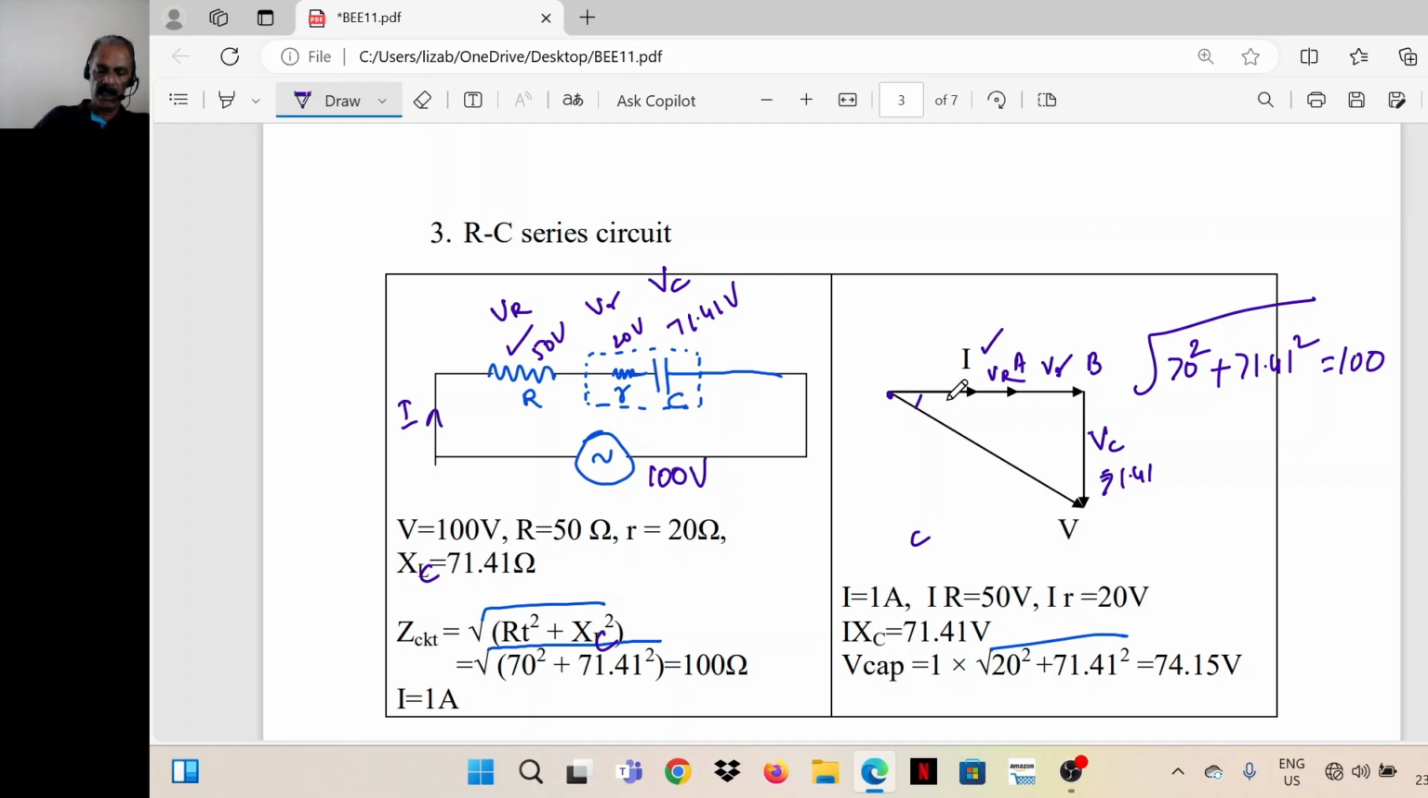In this phasor diagram, for the voltage across the capacitor alone, you have to draw a line like this. This is the voltage across the capacitor, meaning across this combination. As in the previous case, you can calculate it. The magnitude of this voltage, say V CAP, is equal to the square root of V small r square plus VC square.